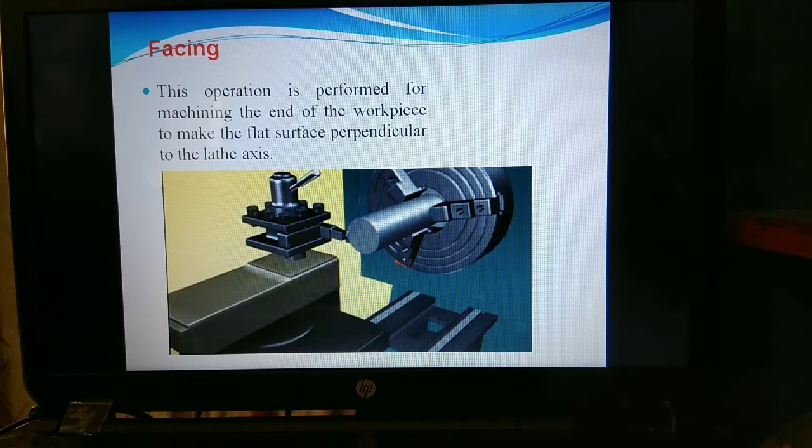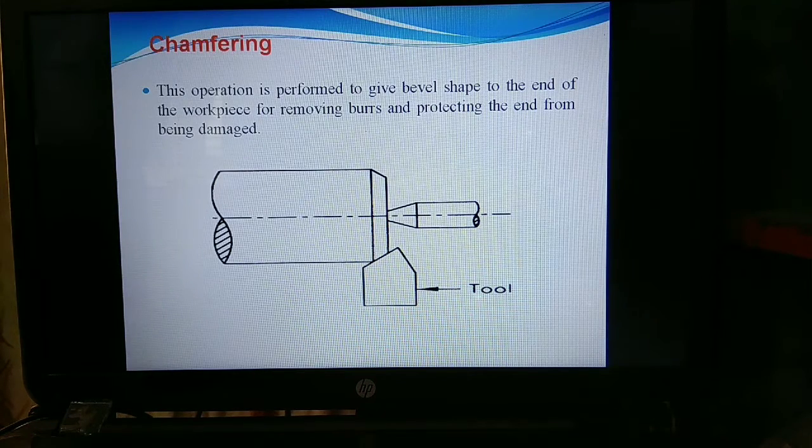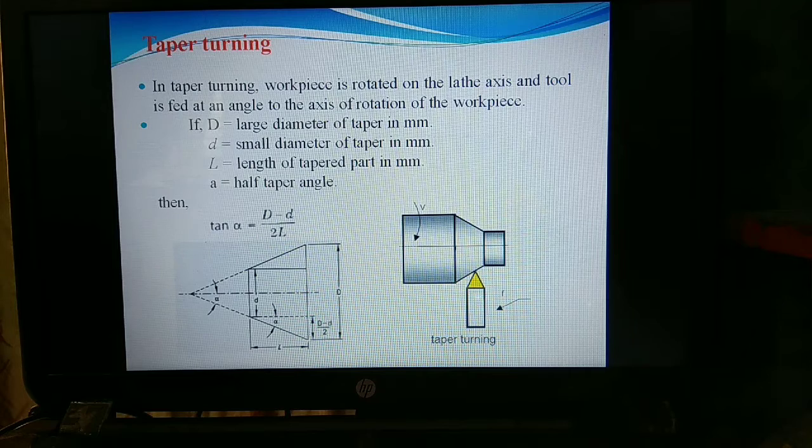The next operation is facing. This operation is performed for machining the end of the workpiece to make a flat surface perpendicular to the lathe axis. Then the chamfering operation. This operation is performed to give a bevel shape at the end of the workpiece for removing burrs and protecting the end from being damaged.